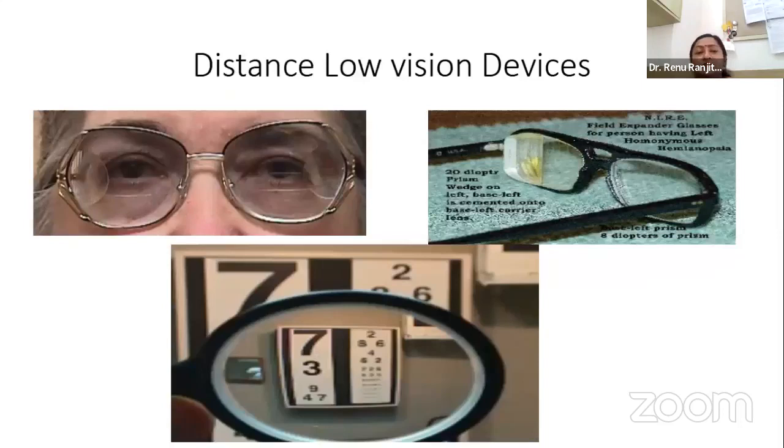The telescope is not the only device used for distance. There are devices such as field expanders. You'll find many times patients with a loss of field. It can be a hemianopia. It can be a sectorial loss. It can be glaucoma field loss, RP. So you have a constricted field, and we need to enhance the field.